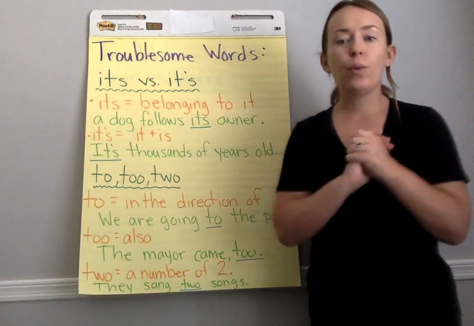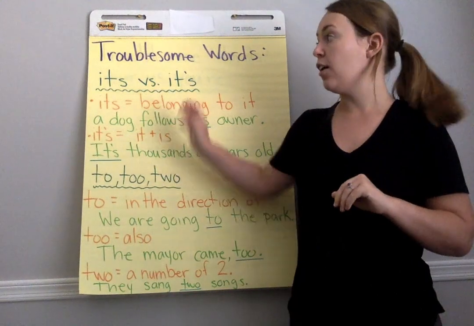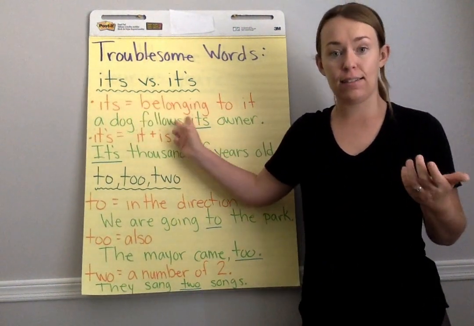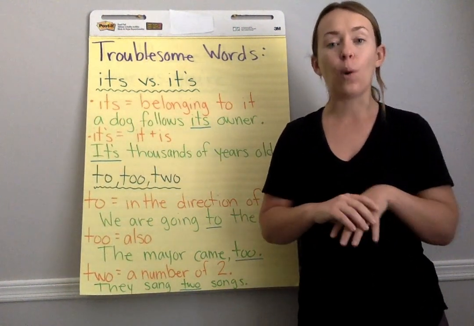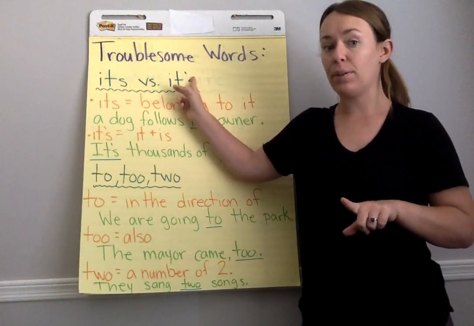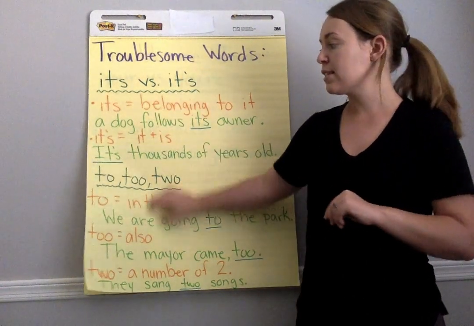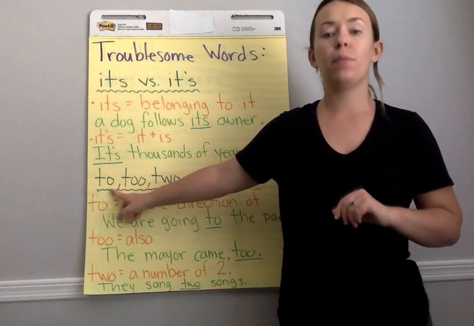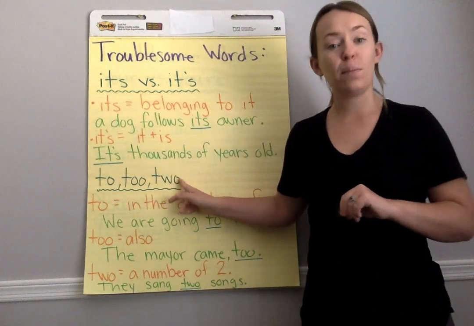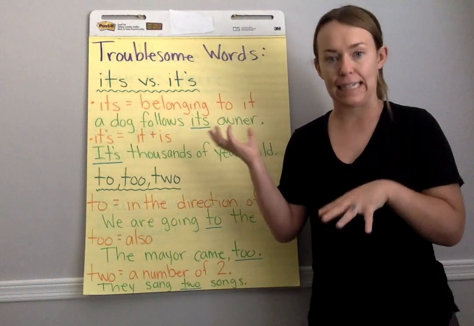Okay? So we are working on two sets of troublesome words today. We're working on its versus it's, which sounds exactly the same. The only difference is one of them has that apostrophe at the top, okay? So be careful. This is what we're going to go over with those ones. And then down here, we're going to be going over the three different types of to, okay? So let's start with the its.